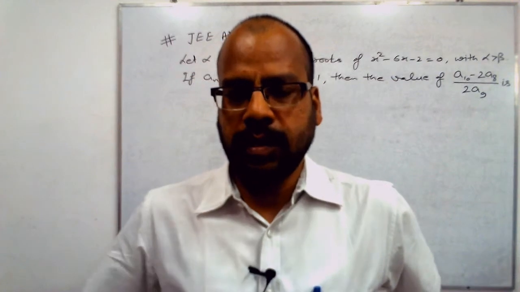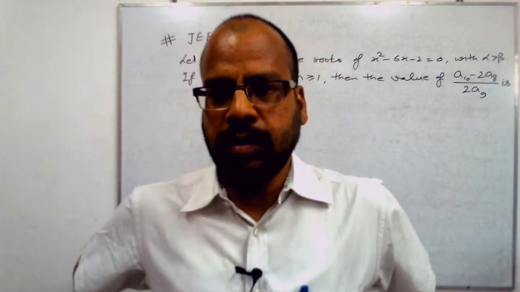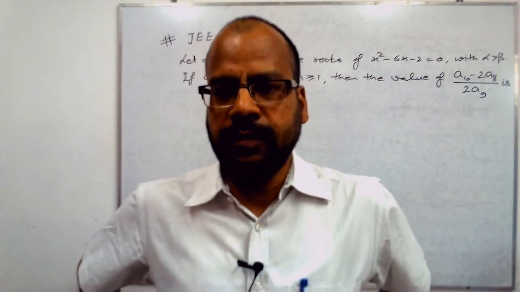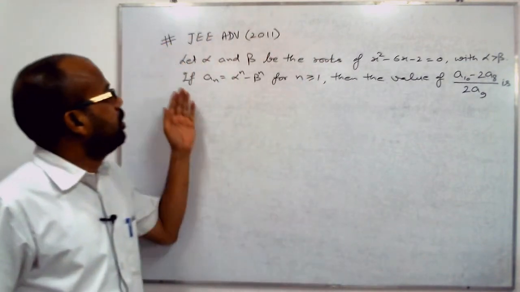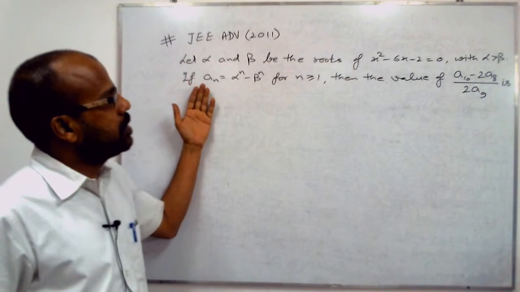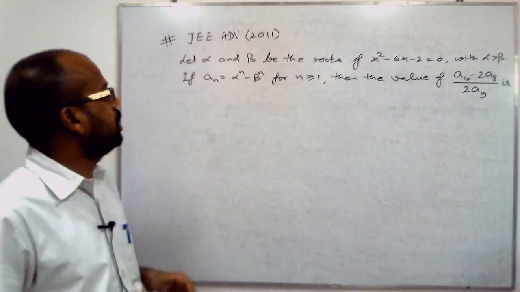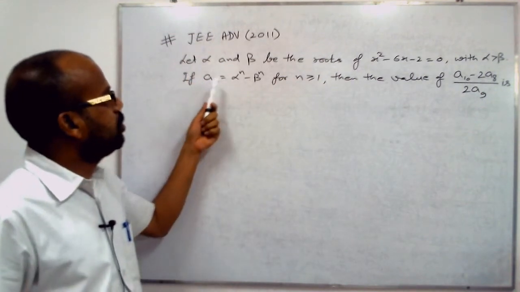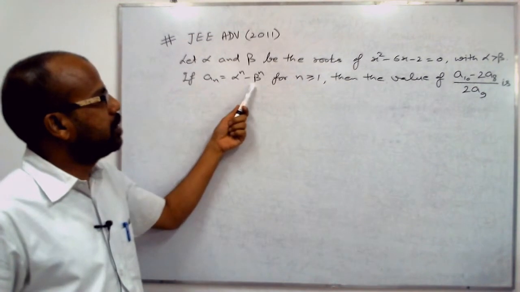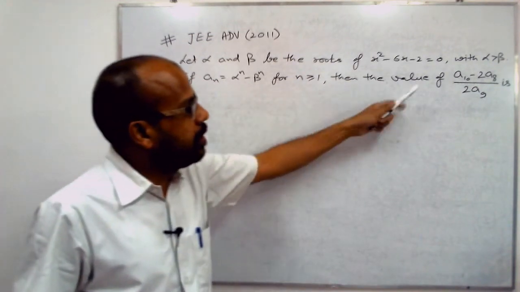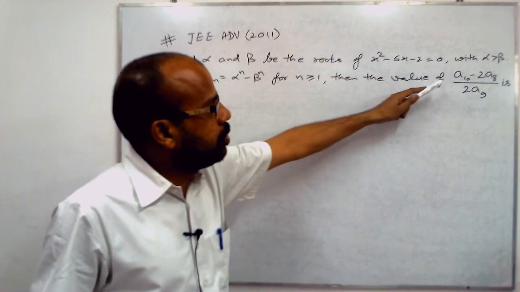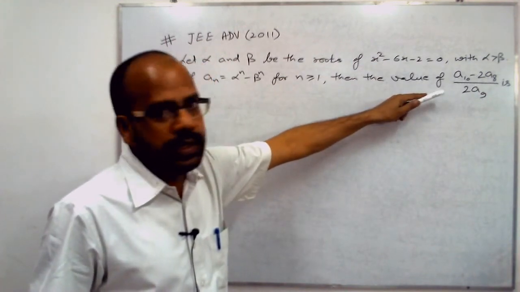We are going to discuss one problem which came in IIT JEE 2011. The problem is written on the board. The problem is: let alpha and beta be the roots of this equation with alpha more than beta, and if an is equal to alpha raised to the power n minus beta raised to the power n for n greater than or equal to 1, then we have to find the value of (a10 minus 2a8) upon 2a9.